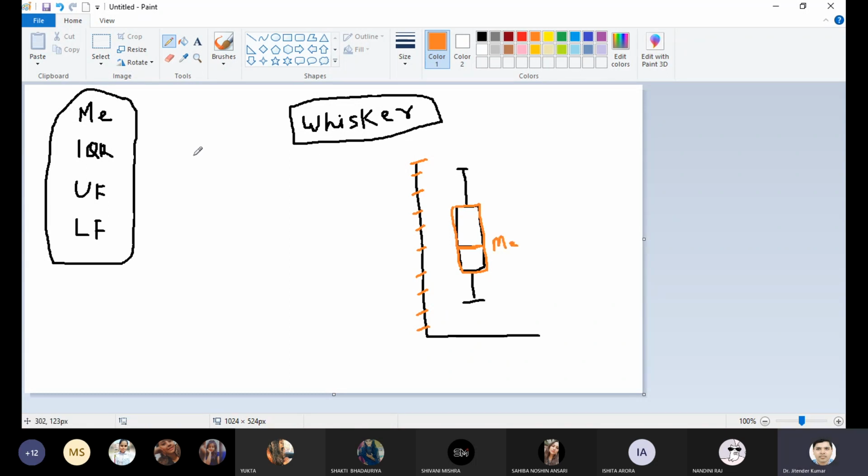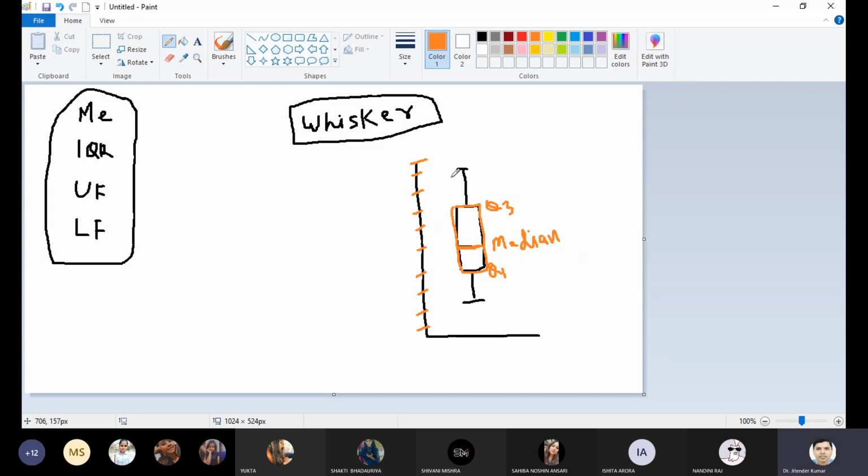If we want to show the median, interquartile range, and upper and lower fences, we do that through a box and whisker plot. This line in the middle of the box is my median. This is my third quartile and this is my first quartile. So this box is your interquartile range, the middle 50% of the data that we represent through this box.